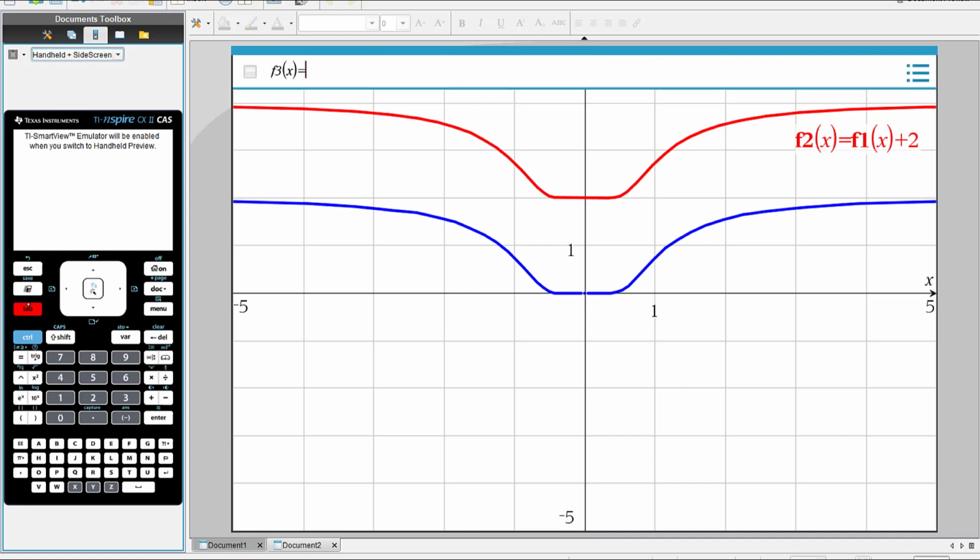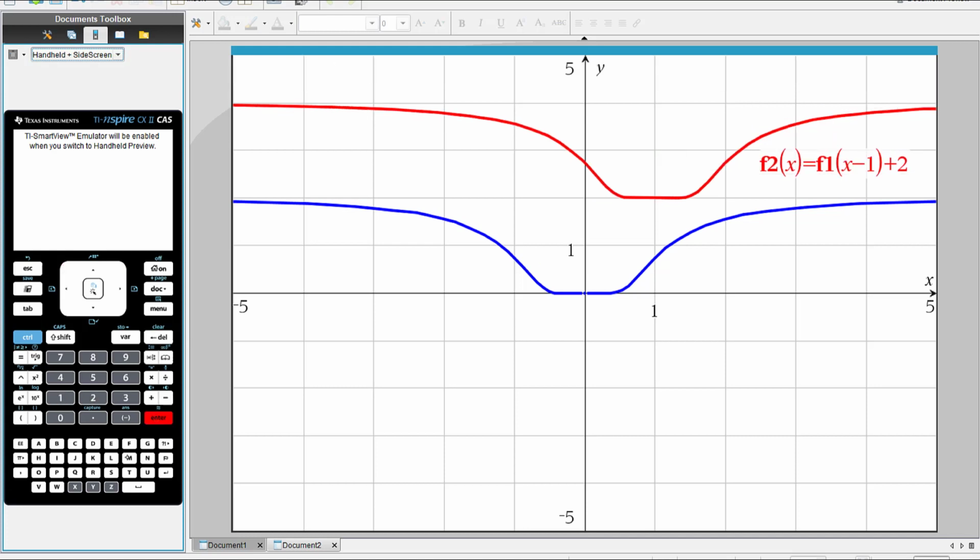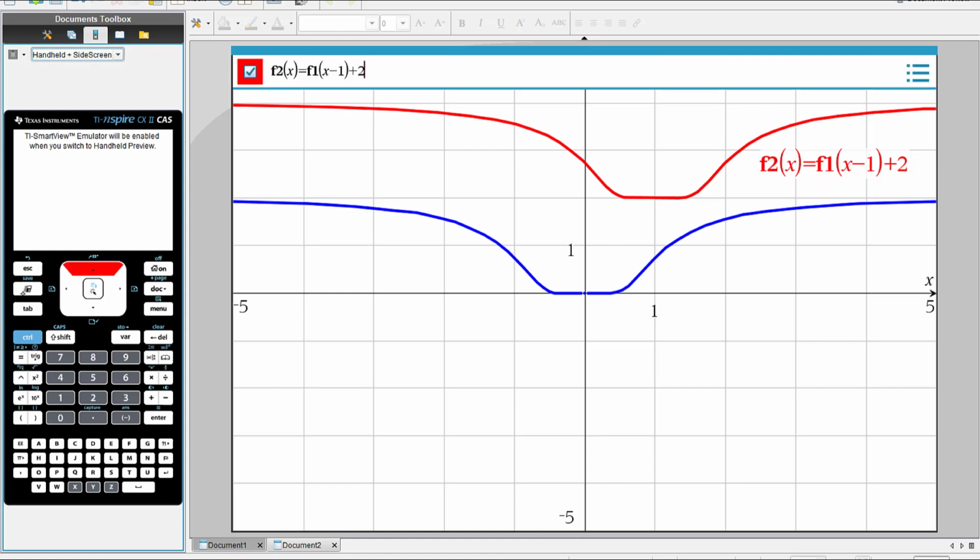Obviously, we could then combine those two things together and perhaps move the graph both left or right and up or down. So we've taken the original graph and translated it to the right by 1 and up by 2, and we now have this red graph. So we're starting to generalize the transformations.